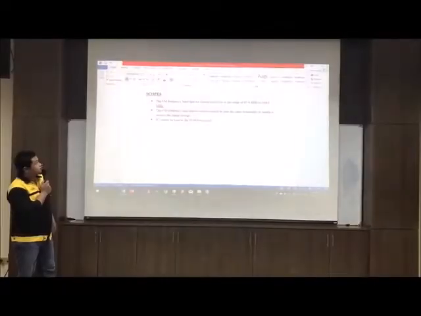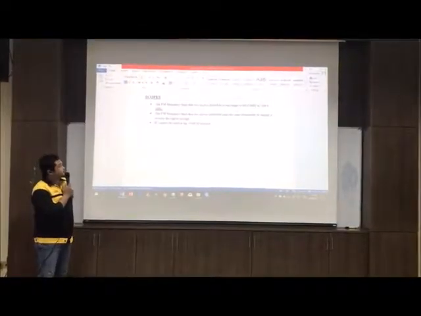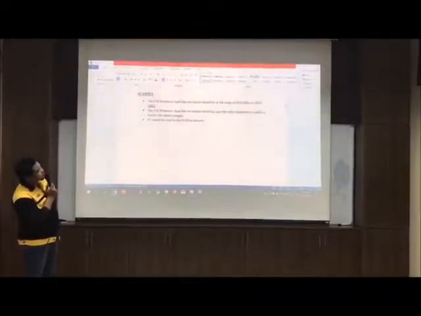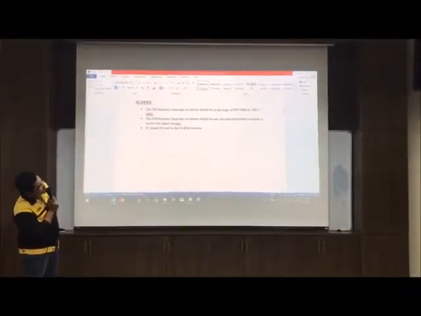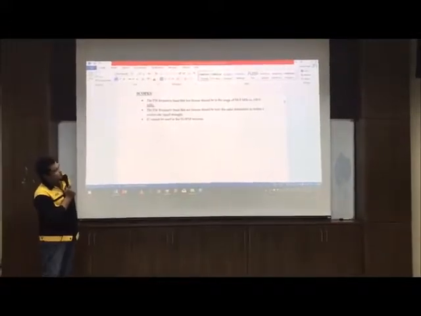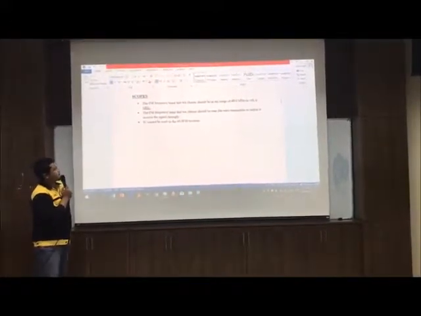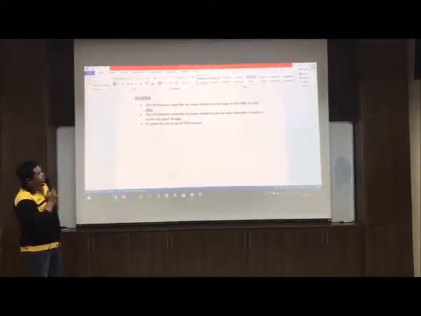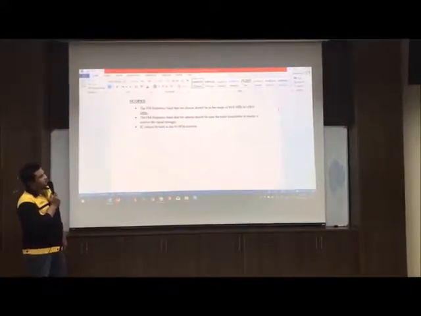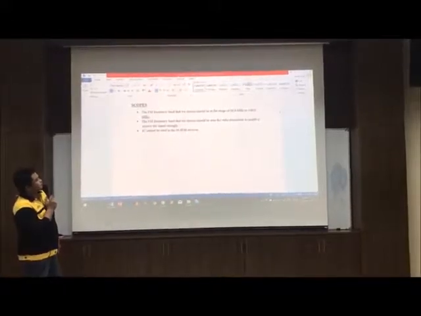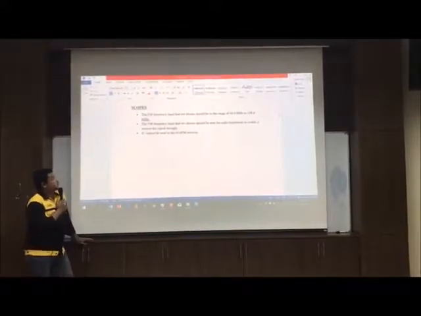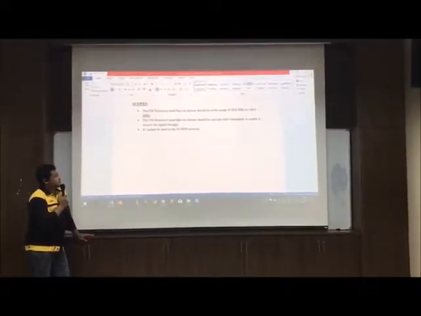The scope of the project is that the FM receiver band that we choose should be in the range of 88 MHz to 108 MHz. The FM receiver band that we choose should be near the radio transmitter to enable it to receive the signal strongly. IC cannot be used in the 93 FM.